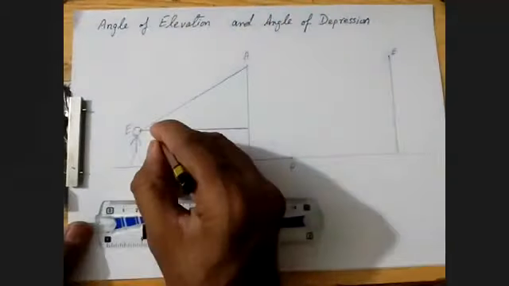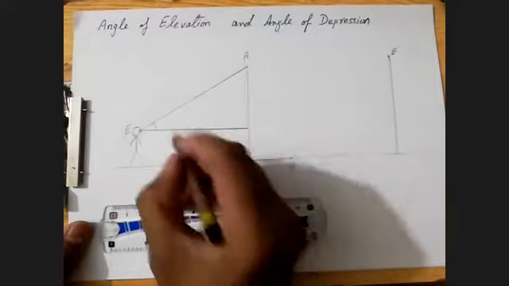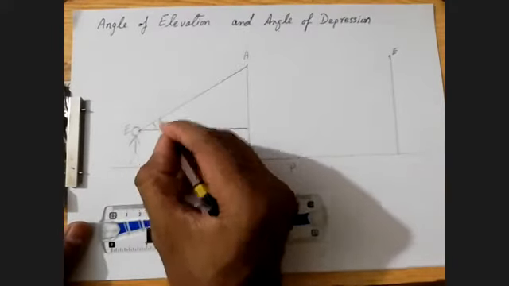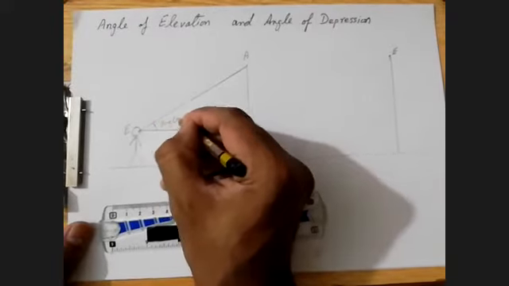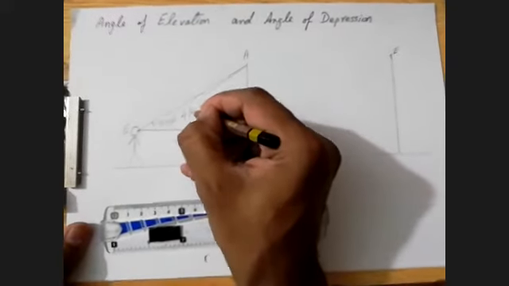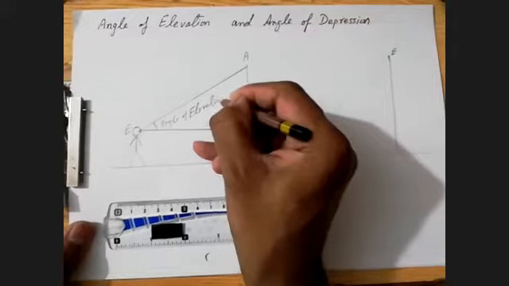Now this angle, when he is looking at the top of the building, this angle is called angle of elevation. Angle of elevation. Okay.